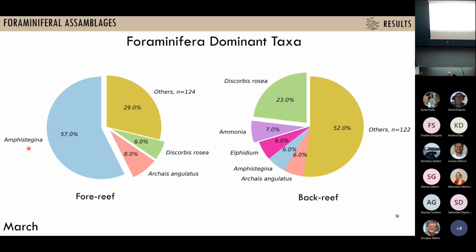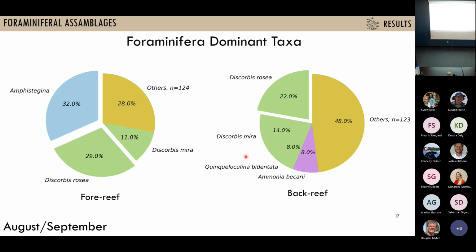So basically, Amphistegina is very well known to be a good water quality indicator, and it's found a lot in reefal environments. And species such as Discorbis, Ammonia, and Elphidium are small forms. They are heterotrophic, and also they are very well known to be associated with stressed environments, right? So in August and September, in the fore reef, we still see Amphistegina being the protagonist of the movie. And then in the back reef, we still see these species that, again, are heterotrophic groups.